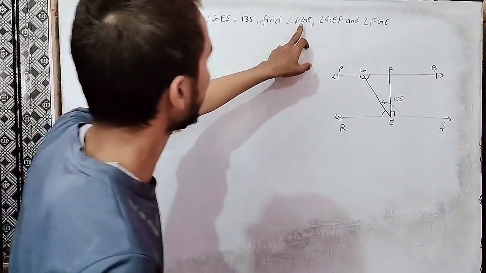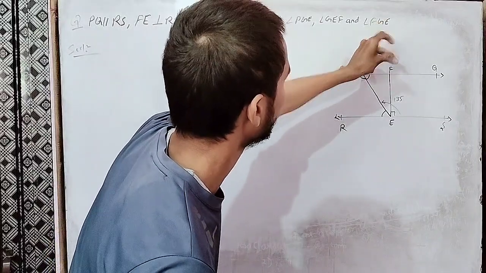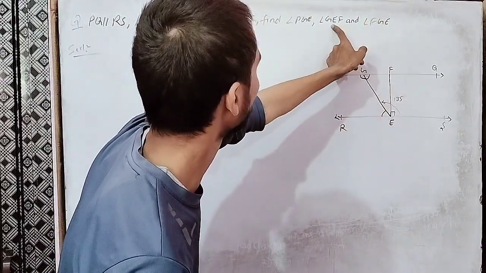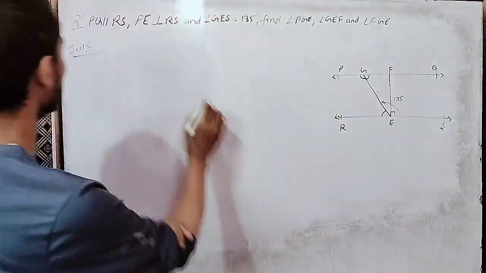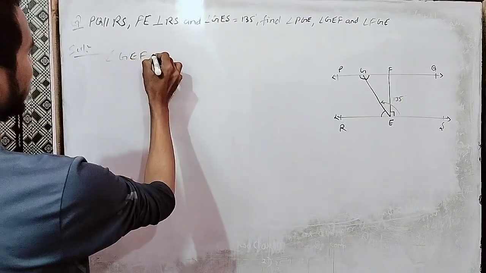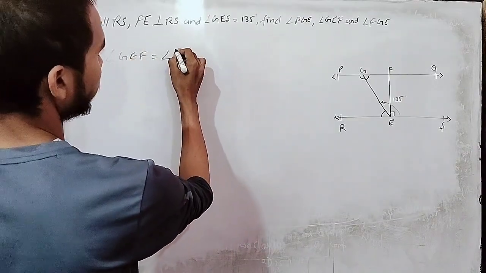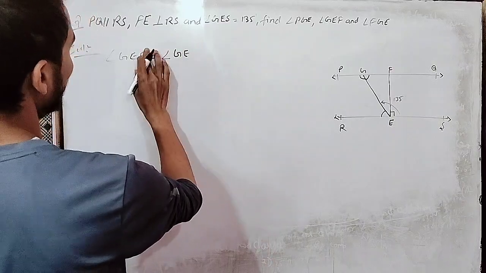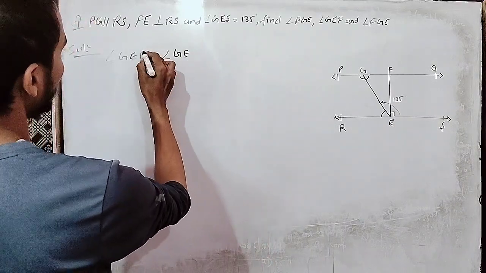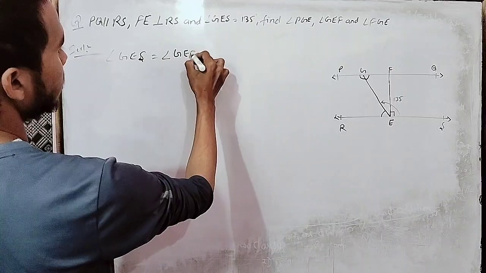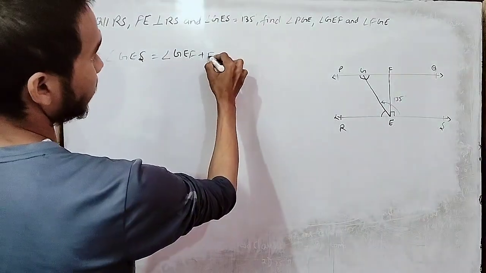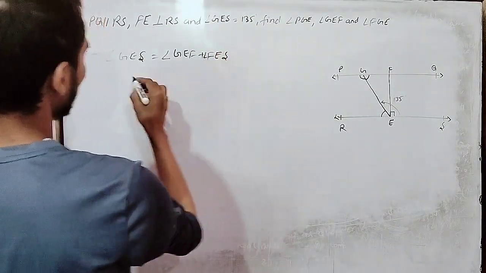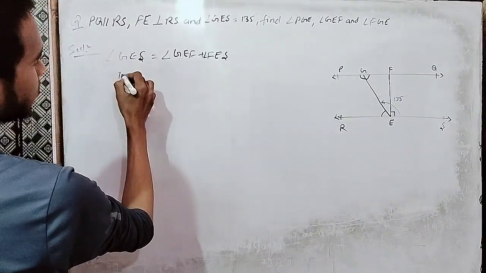And the question is the same. Find the value of this angle, this angle, this angle. First of all, GEF. Sum of GES, GF, then FAS. This is how much? 35 degree.